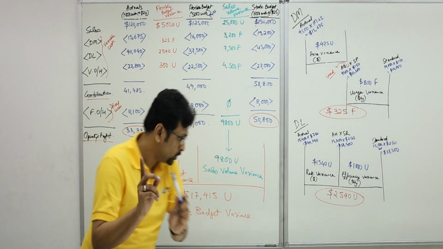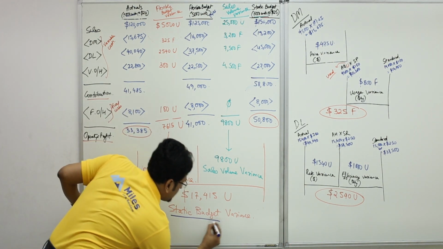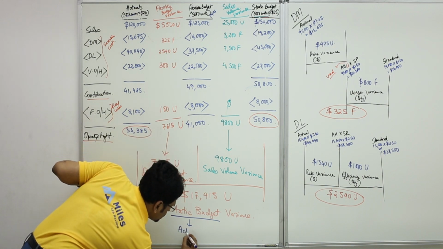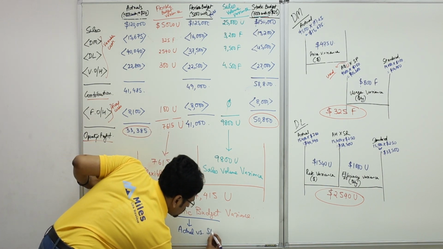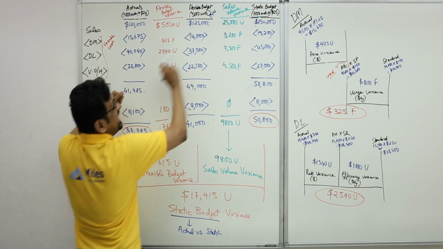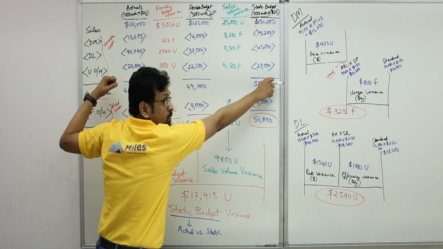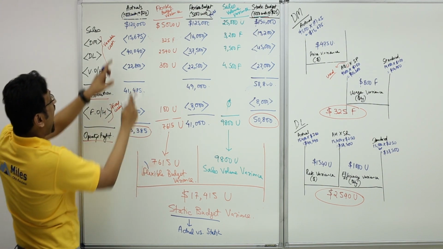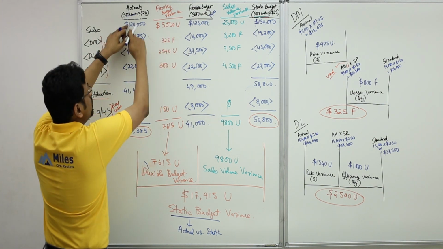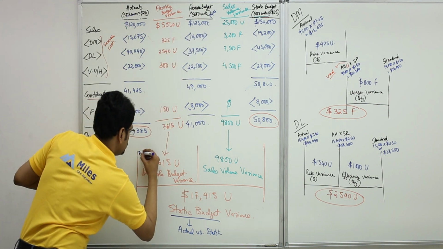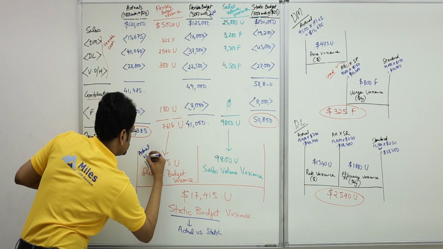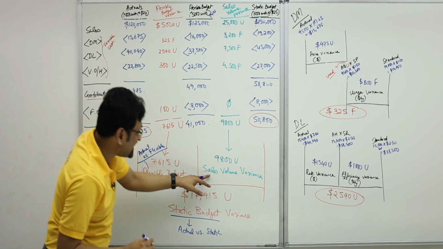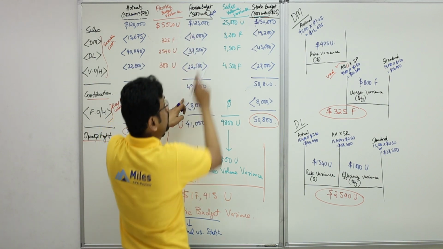So I'm sure you're understanding this. When you're looking at static budget variance, this is actual versus static. So this is the entire amount of difference, static versus actual. When I'm looking at flexible budget variance, this is actual versus flexible budget. When I look at the sales volume variance, this is flexible versus static.